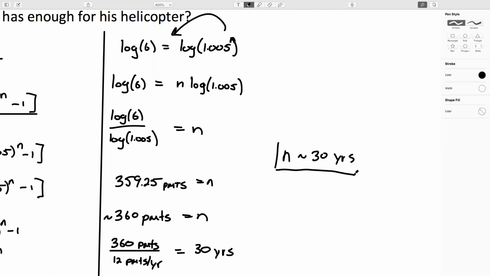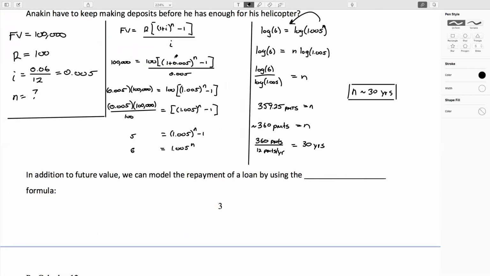So if Anakin puts $100 a month into a savings account, in approximately 30 years, he will have his $100,000 for a helicopter. Now that's not very much money every month, and it's a 6% interest, so it's doable. Keep in mind that in 30 years, $100,000 will be less valuable than it is, and also keep in mind helicopters probably cost more than $100,000. But for this make-believe question, 30 years is fairly reasonable.